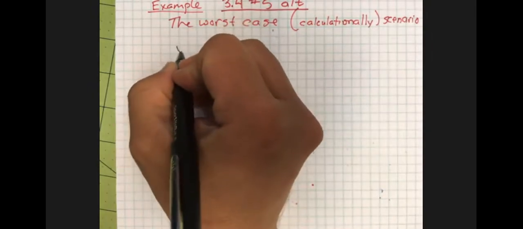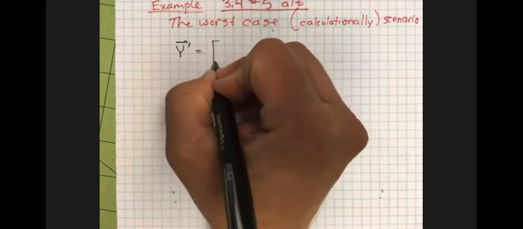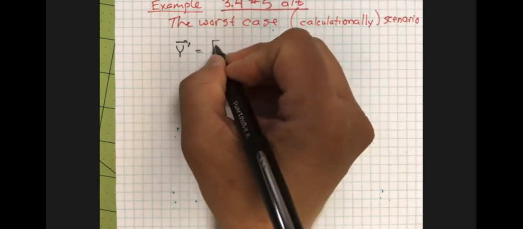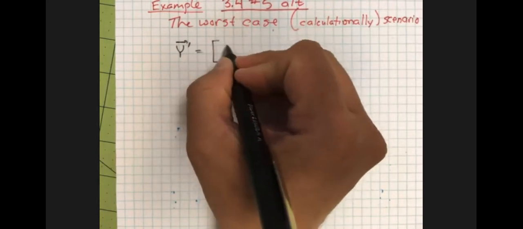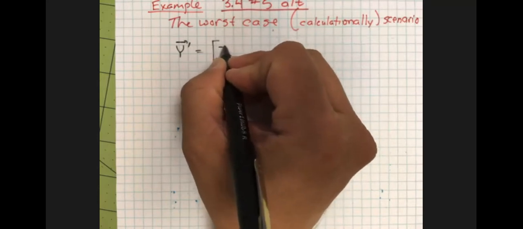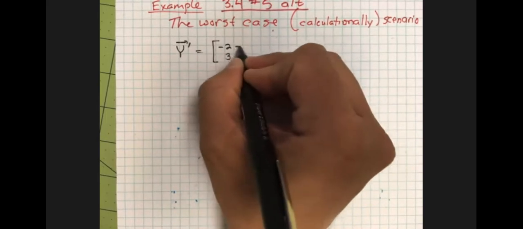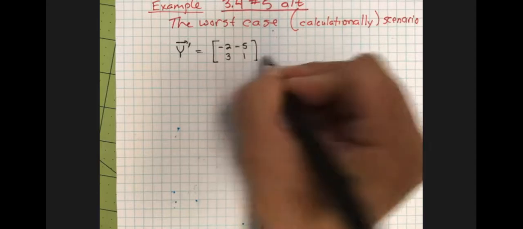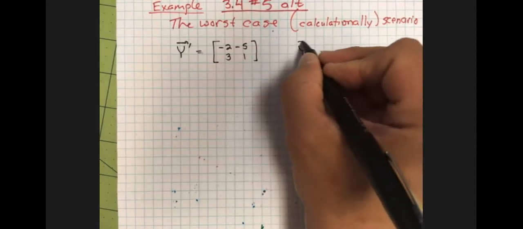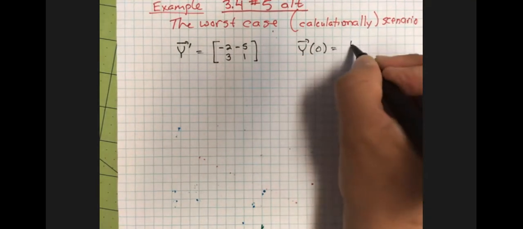So let's say I got y prime is equal to, and I hope this is going to work out. Let's try it. This is going to be nasty. -2, -1, -3, -5, and y of 0 is 4, 1.